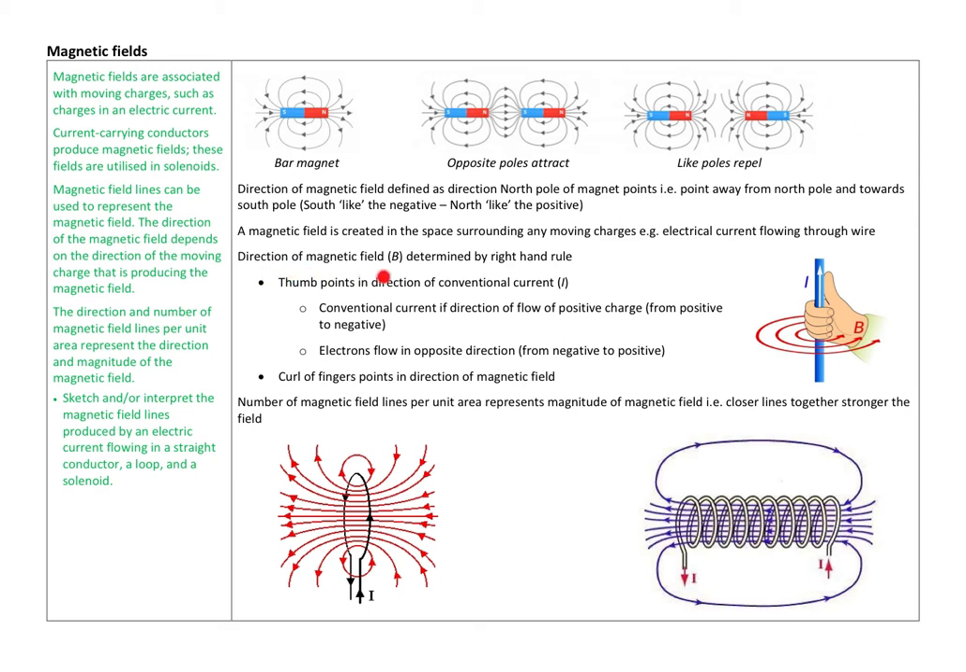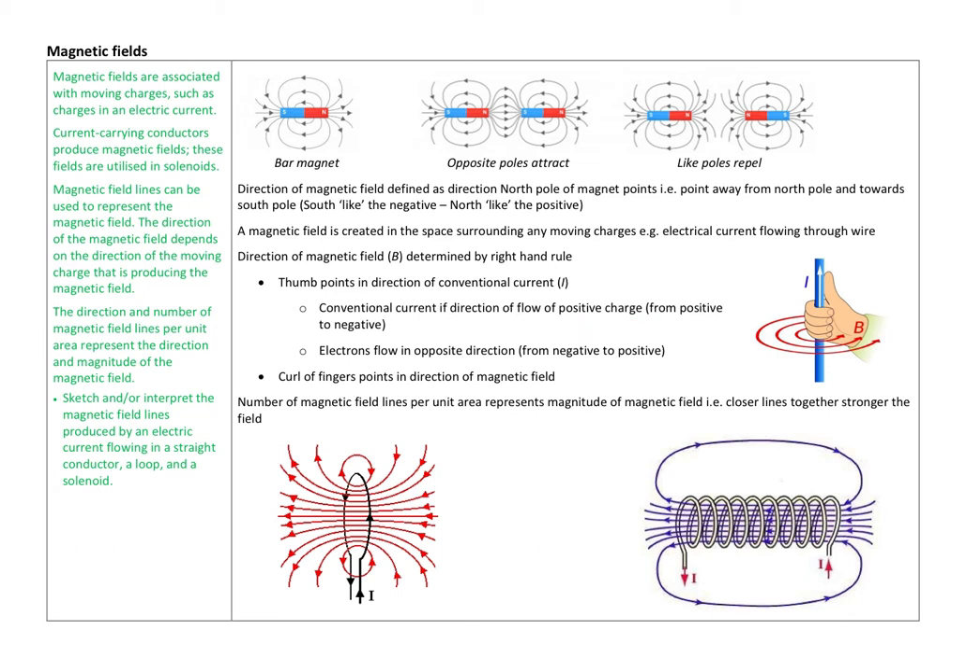The direction of the magnetic field is determined by the right-hand rule. The thumb points in the direction of conventional current, as you can see up here. Now, that's right. Conventional current is the direction of flow of positive charge.